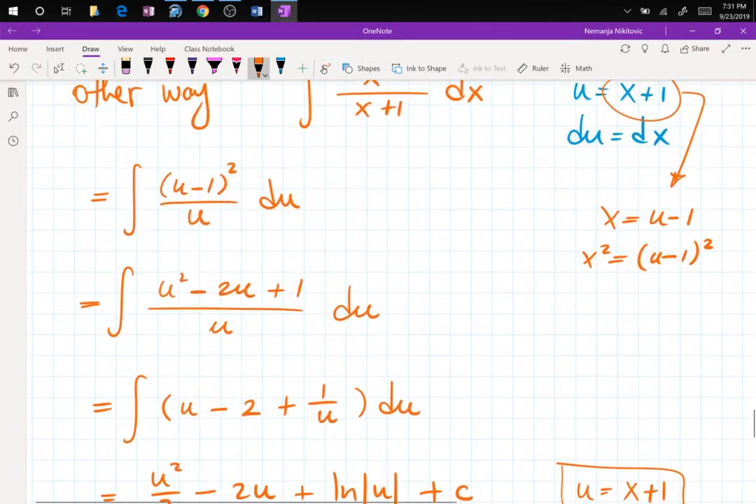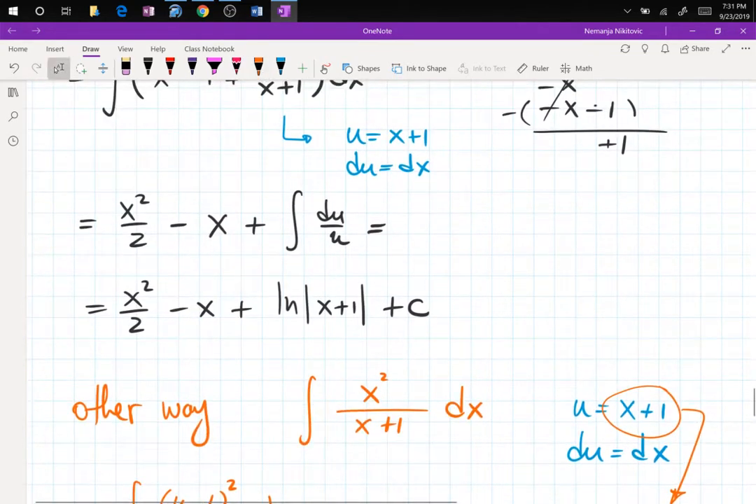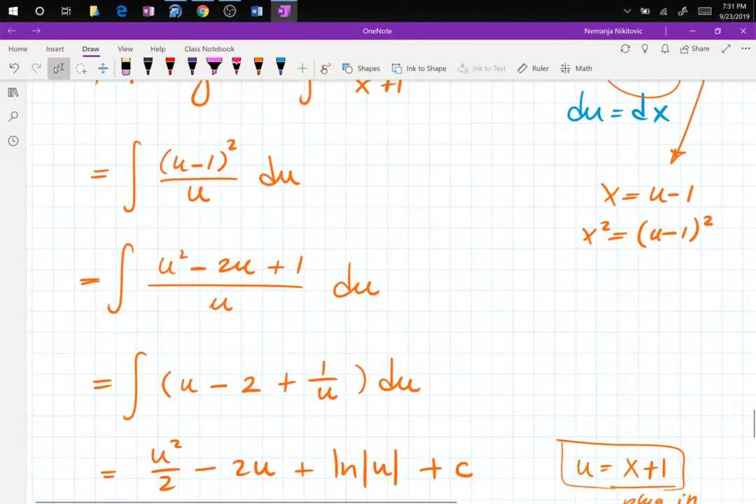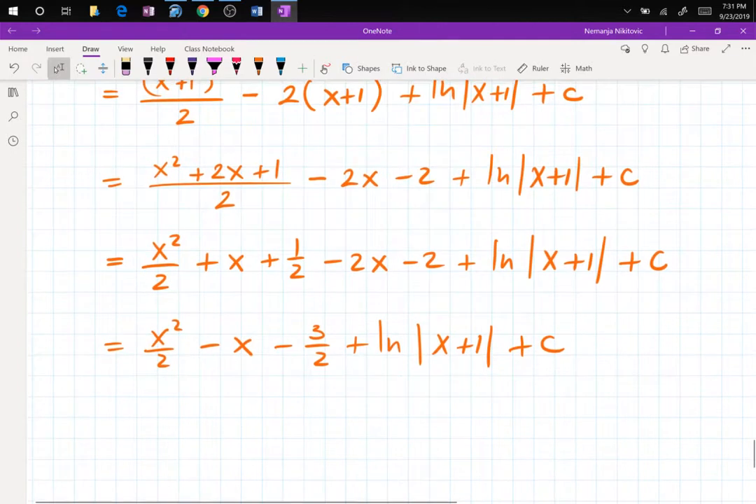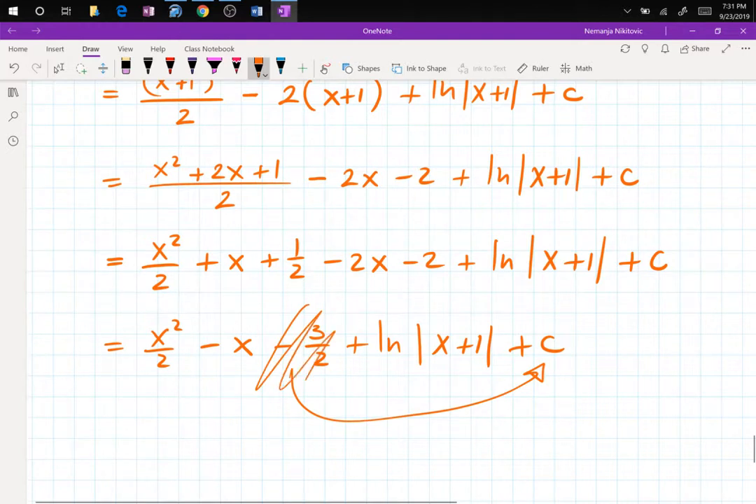Please be the same. Yes! And before you scream, oh, but 3/2 gets mushed into the c over there, so we don't worry about this one. We say it's absorbed by the constant.